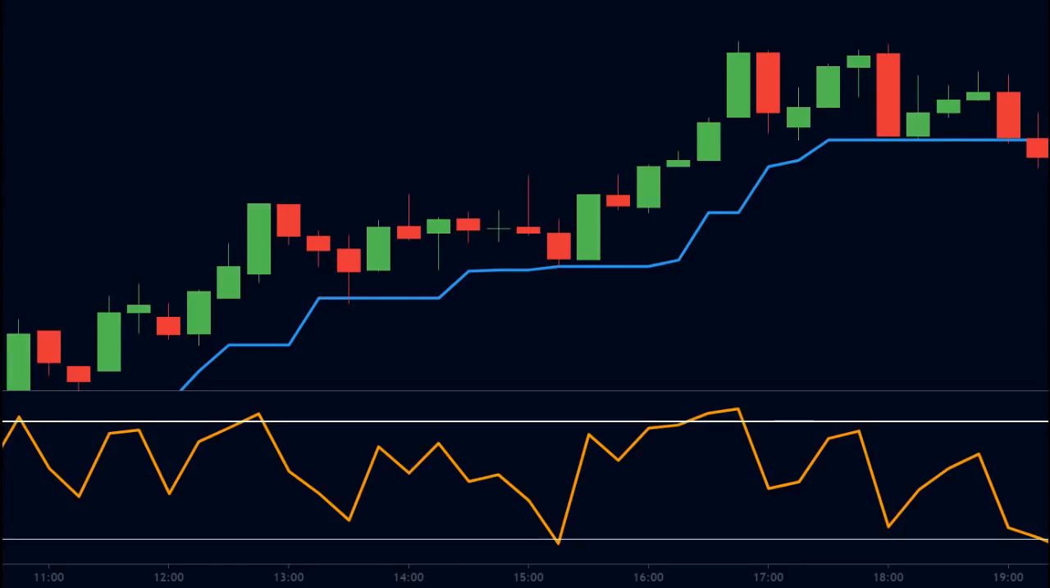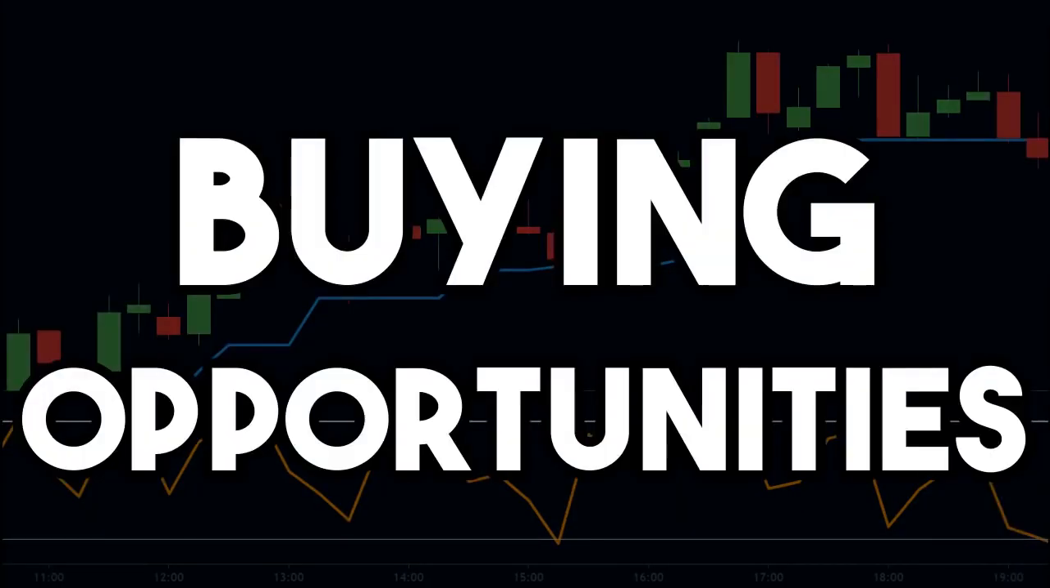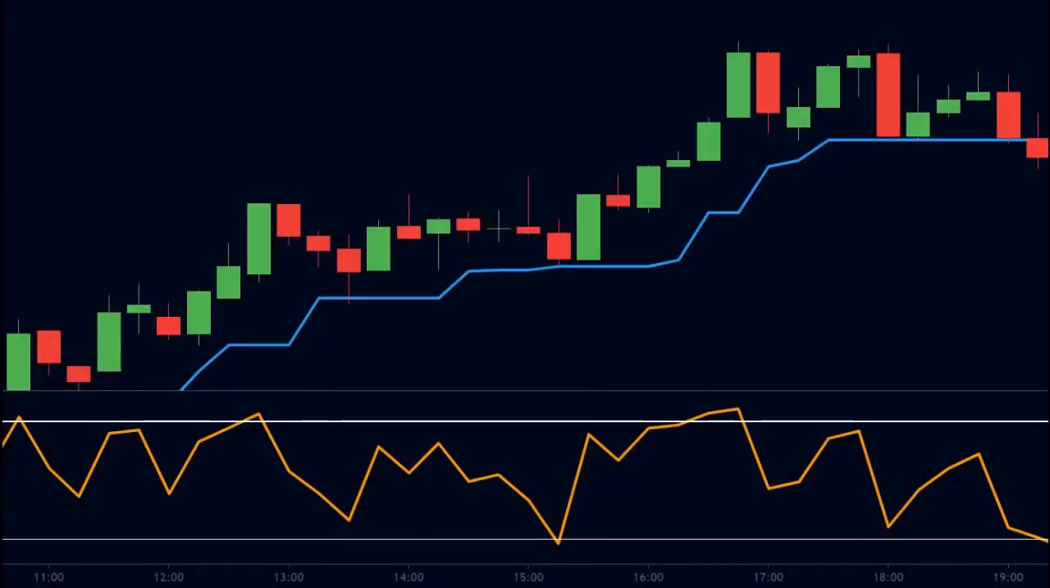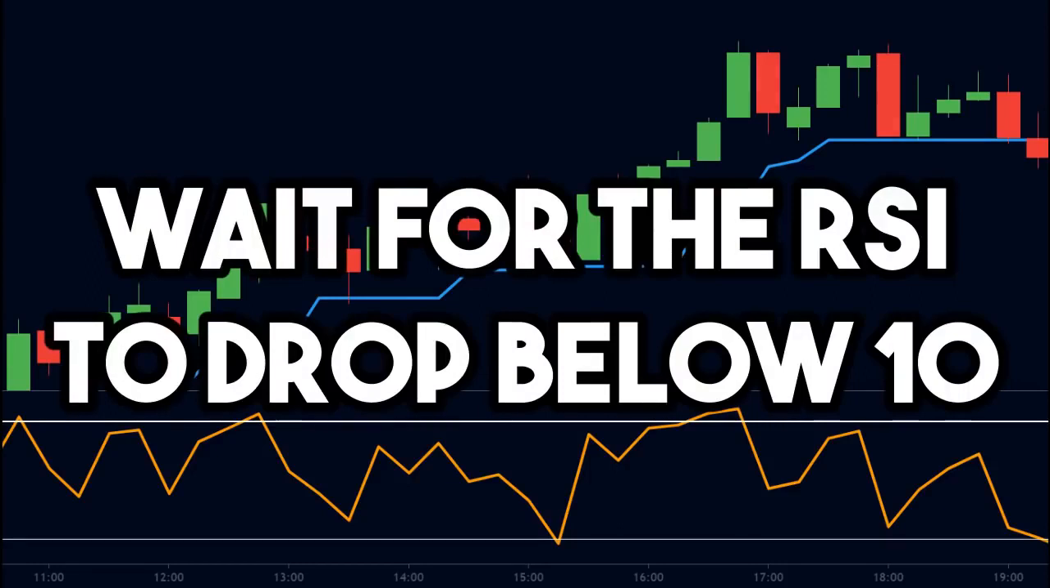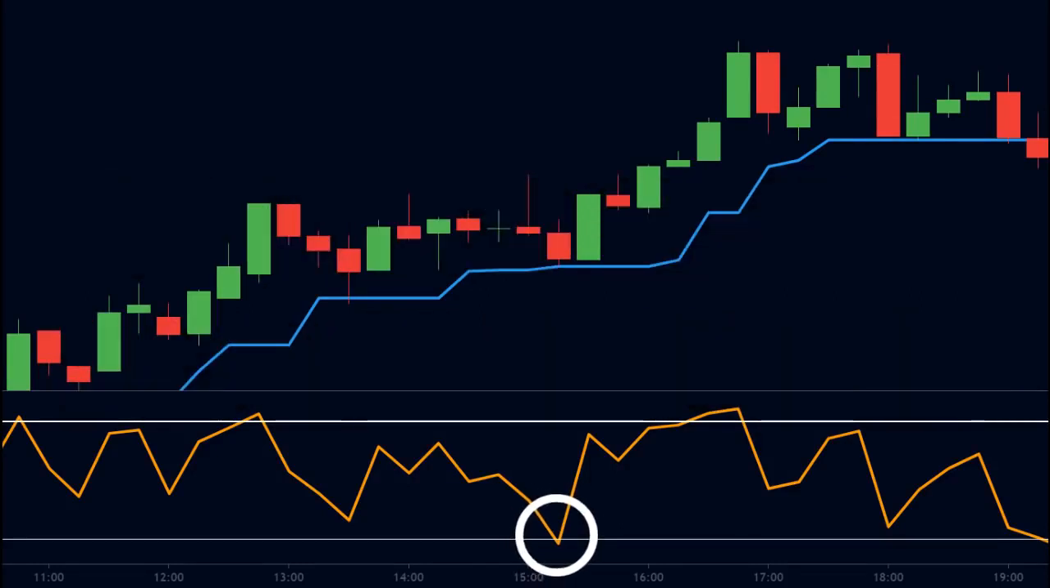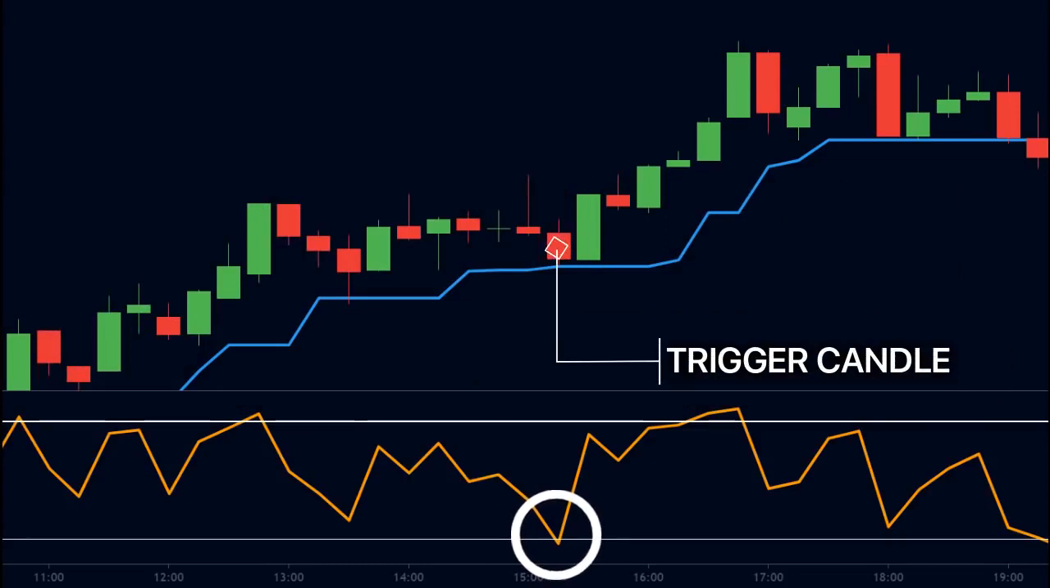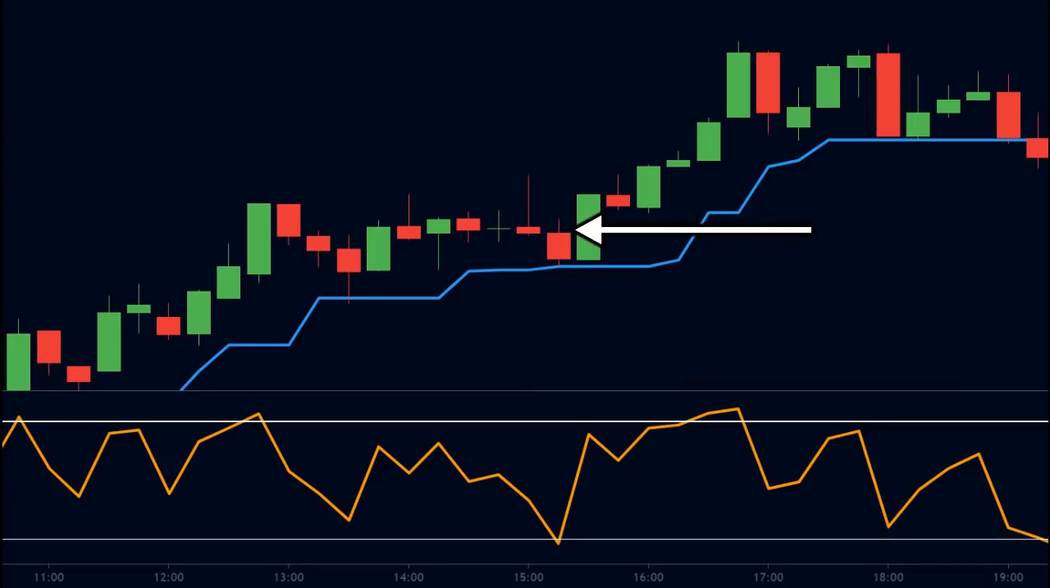Here is a buying setup. Here we see that the half-trend indicator is blue. Hence, we will look at buying opportunities only. Therefore, we wait for the RSI to drop below 10. Here the RSI drops below 10. So, this candle becomes our trigger candle. To enter the buy trade, we will place a buy order above the high of the trigger candle.